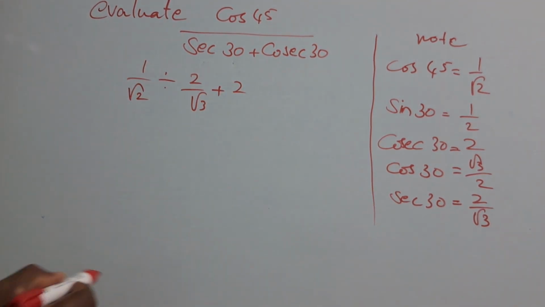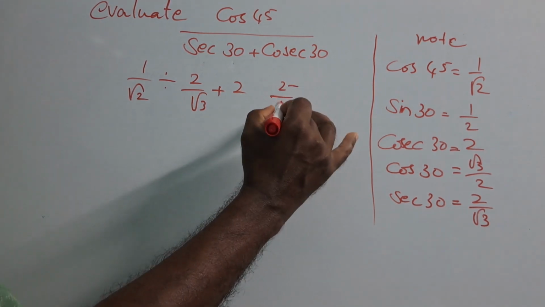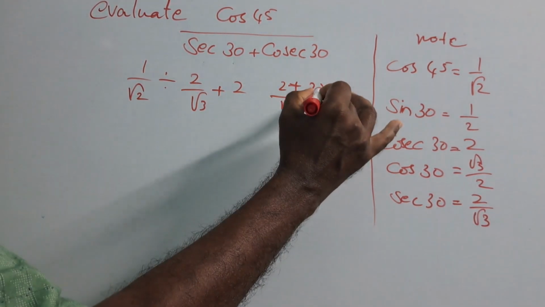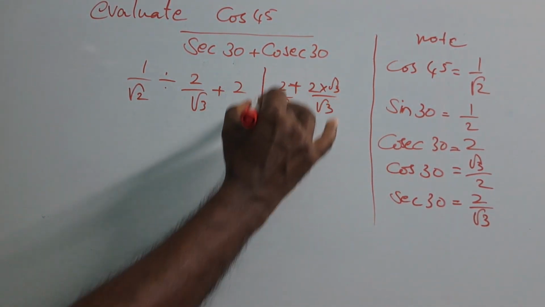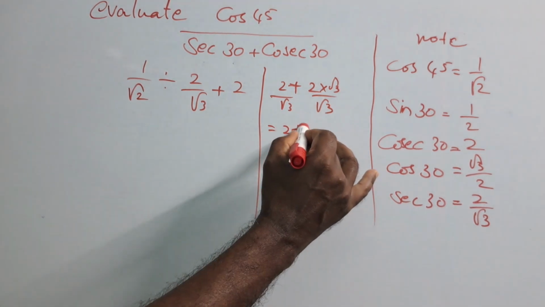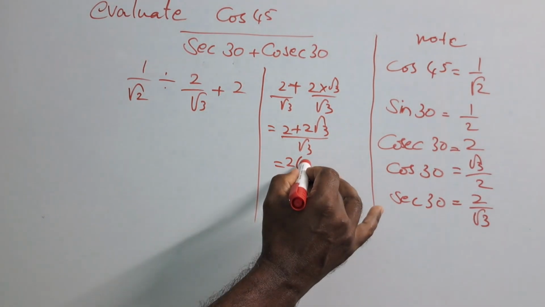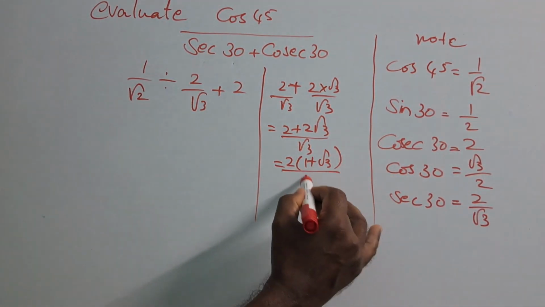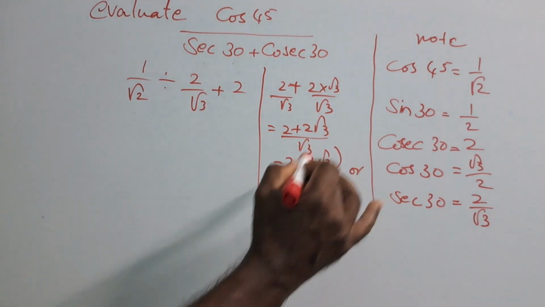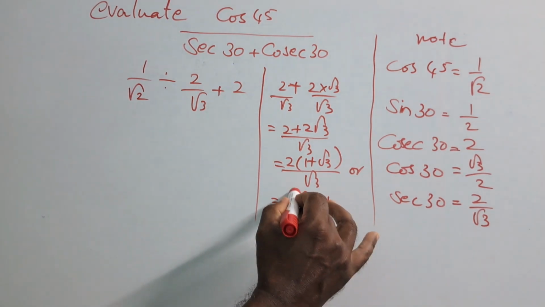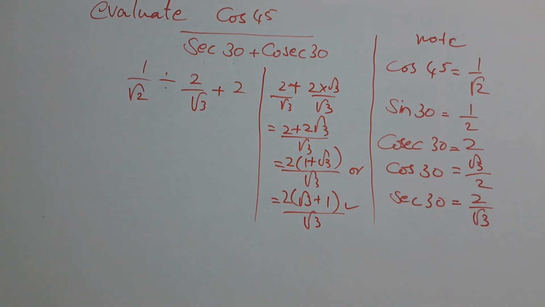First of all, I would like to simplify the denominator. 2 by root 3 plus 2, into root 3 by root 3 in order to equate the denominators, equals 2 plus 2 root 3 by root 3 equals 2 into 1 plus root 3 by root 3, or for our convenience, we rewrite it as root 3 plus 1 into 2 by root 3. I prefer this one for the answering.